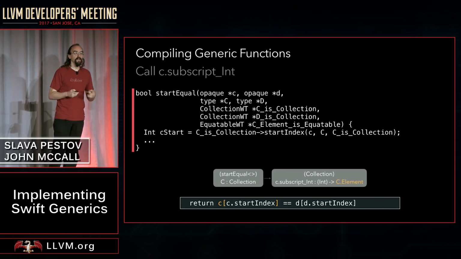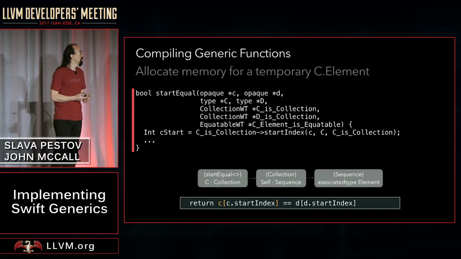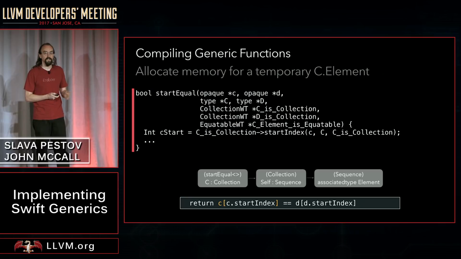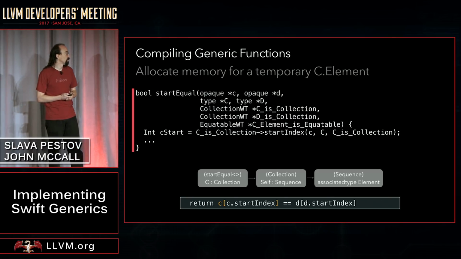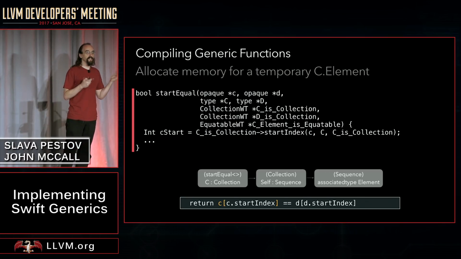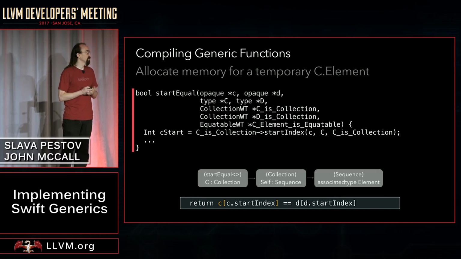Well, again, it all comes back to requirement paths. Why do we even know that C.Element exists? Well, the answer is because it's a requirement of the Sequence protocol that we know that C conforms to. And there's a requirement path starting at a top-level requirement in our context. All right, so in order to get the type metadata for that, we just have to follow that requirement path.